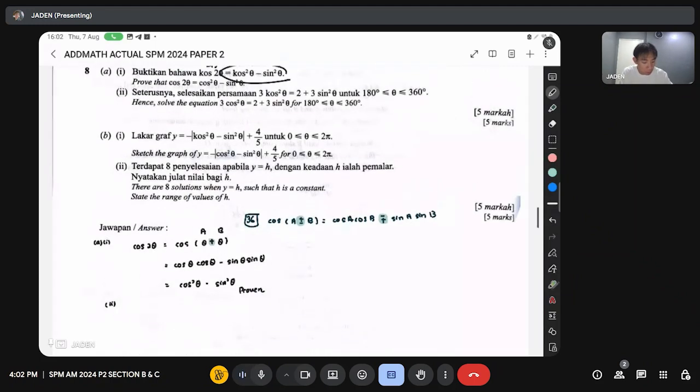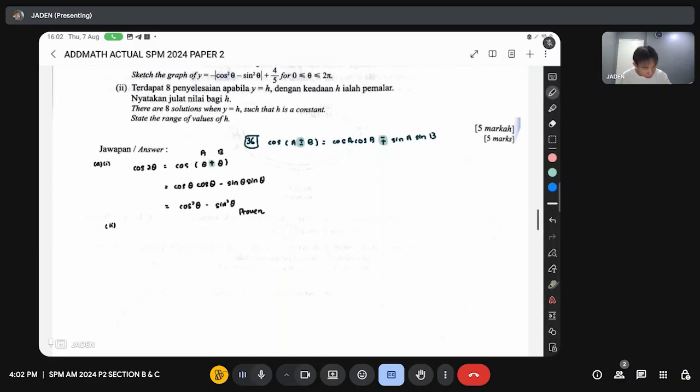A number 2 says solve the equation 3 cos square theta equal to 2 plus 3 sine square theta for the angle 180 to 360. Okay, so let me show you how we can actually solve this. Let's write down 3 cos square theta equal to 2 plus 3 sine square theta. Okay, first of all, we notice there are numbers and there are also terms that come with cos and sine.